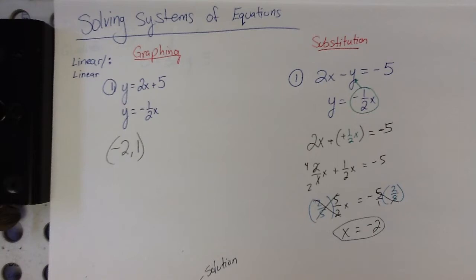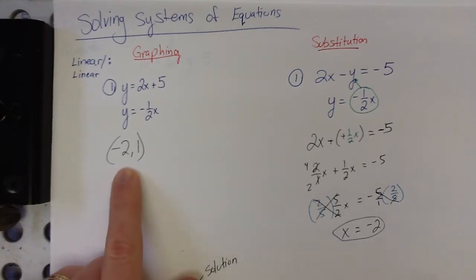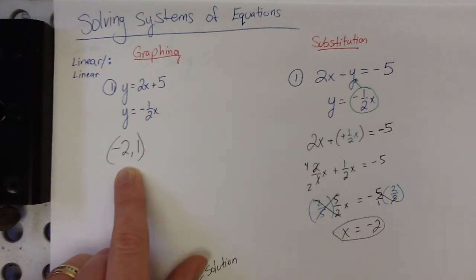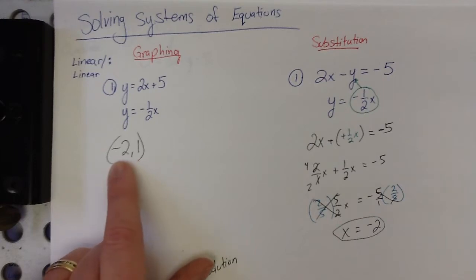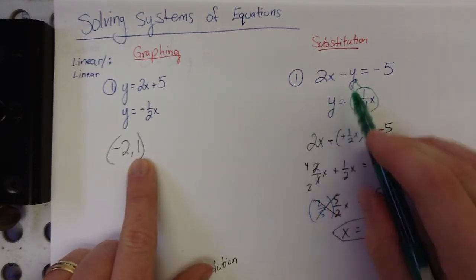Okay, now hopefully you just noticed something. I knew my answer was supposed to be -2, 1. I got x equals -1. It's tempting to stop right there, but we need to know the point where x and y cross. We had an x and a y.